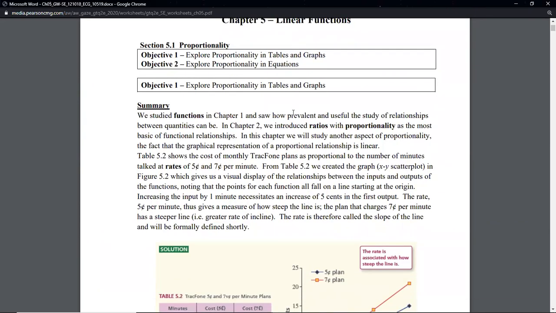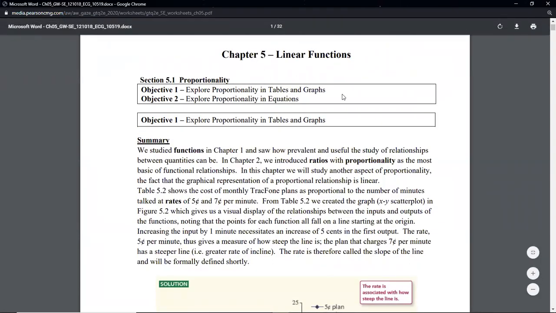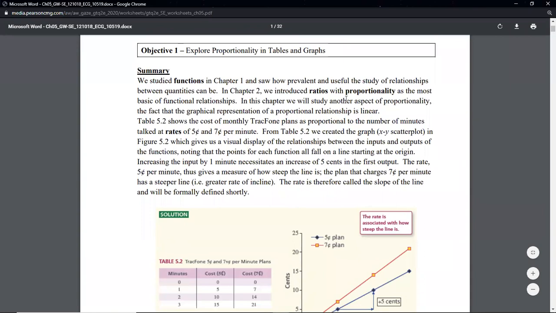We've talked about ratios and proportions. We've already kind of discussed the idea of how linear functions are in the same realm as proportions. Sometimes they are literally proportions, but sometimes they're just pretty close to them. So in this chapter, we will study another aspect of proportionality, the fact that graphical representations of a proportional relationship is linear.